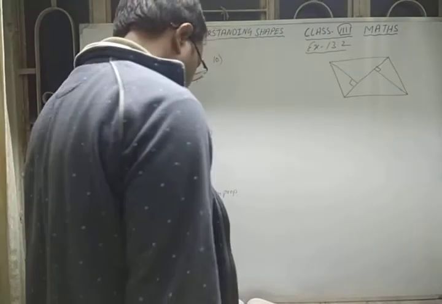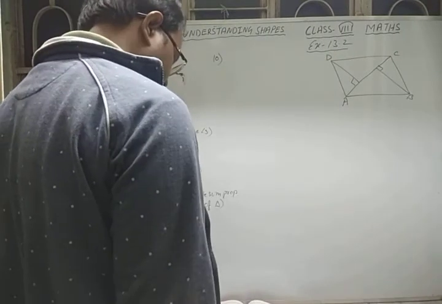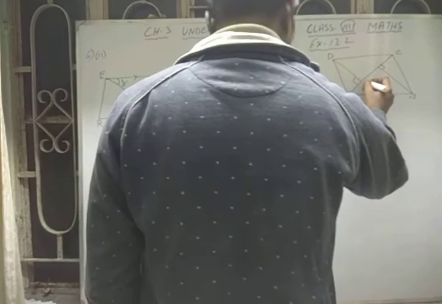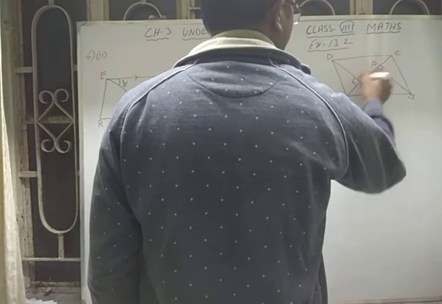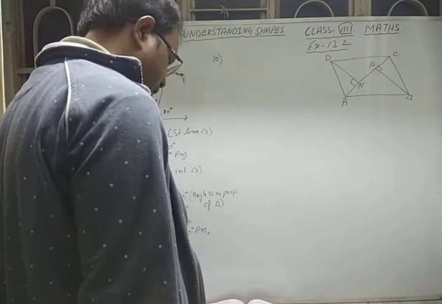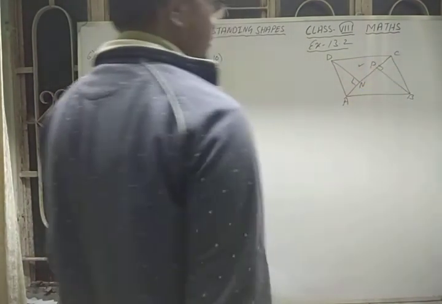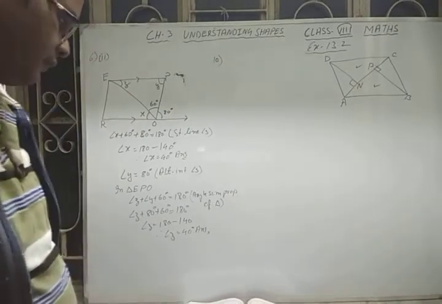So here the question is given: in the adjoining figure, ABCD is a parallelogram. After that, it is said that the perpendiculars DN and BP are drawn to the diagonal AC. So it is DN and BP. These are perpendicular to this diagonal AC. Now you have to prove that triangle DCN is congruent to this triangle, first of all.